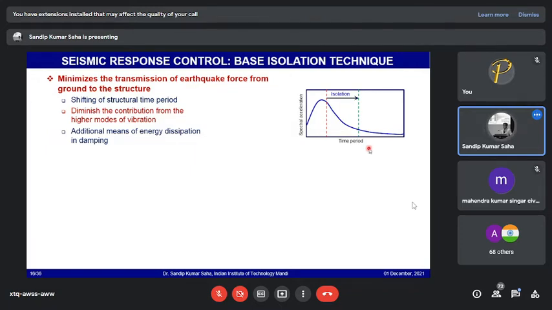With the provision of a flexible layer between the base and the structure, essentially it shifts the structural period to a higher range. It elongates the period of vibration, which helps the structure attract lesser forces. Another benefit is that, as the structure is flexible at its base, the structure predominantly shows the mode of vibration corresponding to the isolation mode.